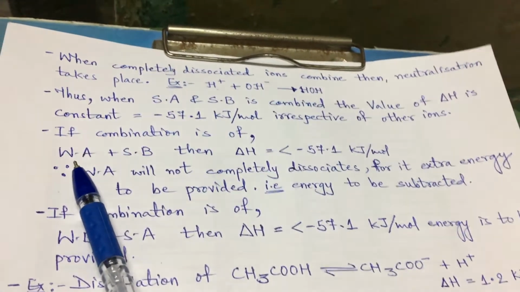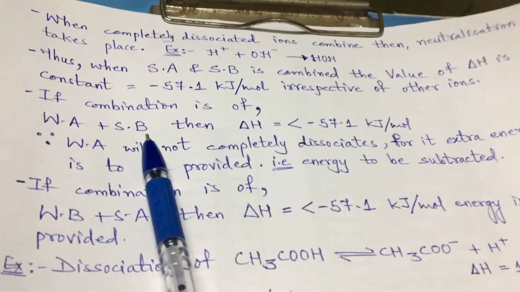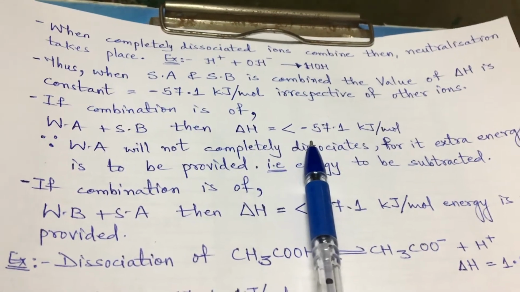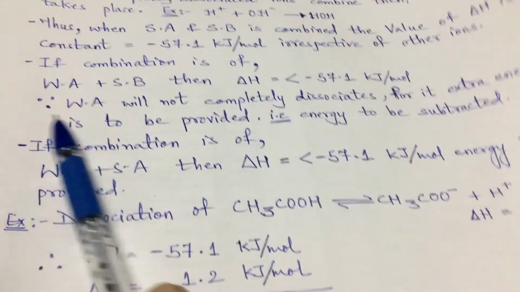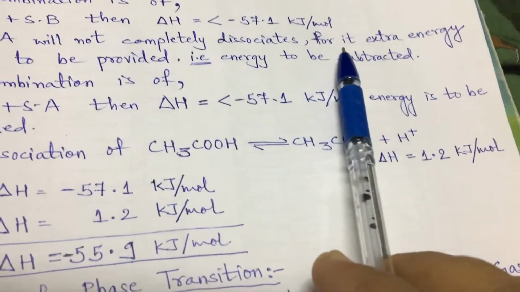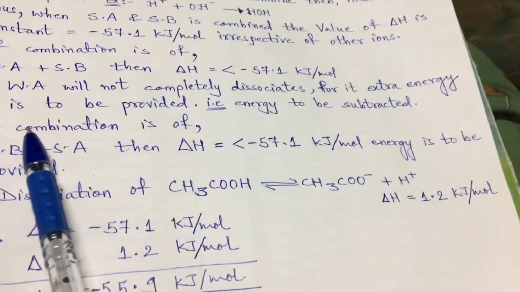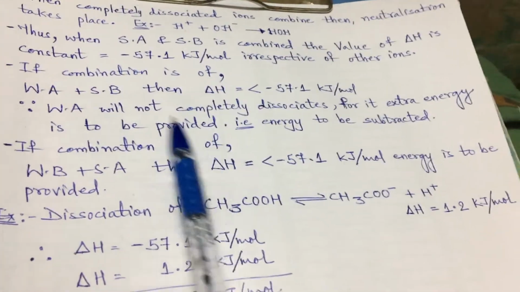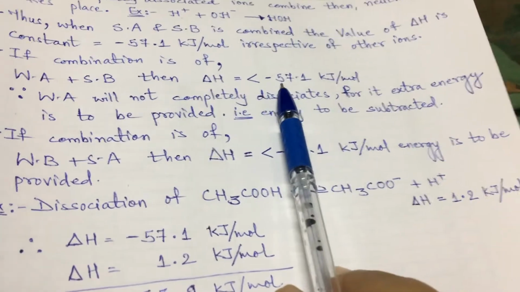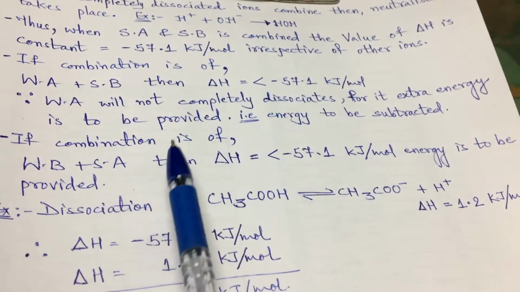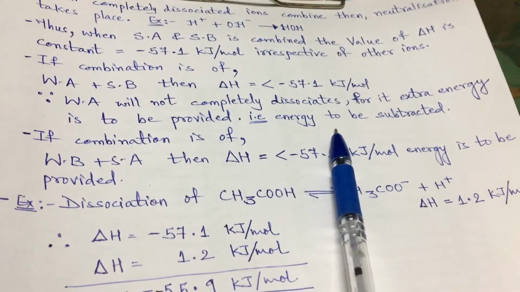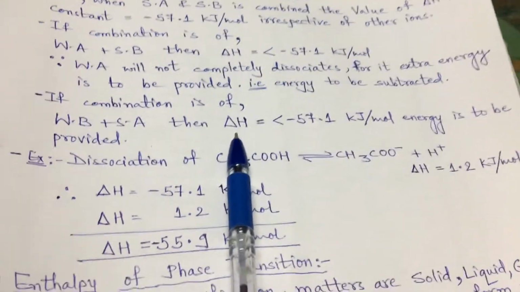If a weak acid and a strong base react, then the enthalpy will be less than minus 57.1 kilojoule per mole, because the weak acid will not completely dissociate. For it, extra energy is to be provided. Extra energy in terms of minus 57.1 kilojoule per mole will have to be provided, or we can say that energy is to be subtracted from it.